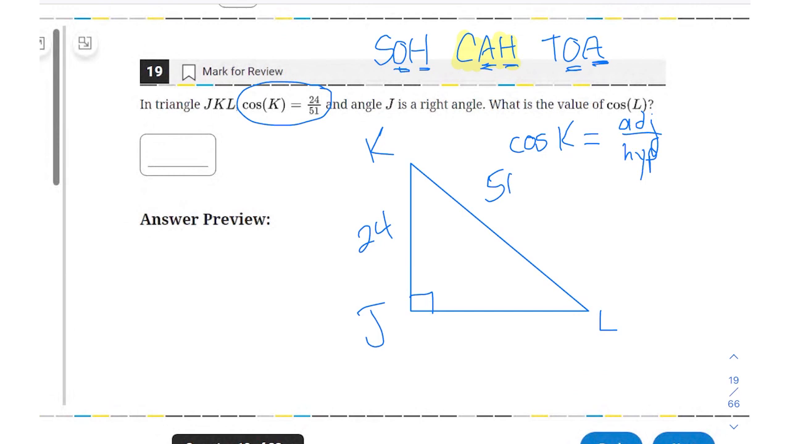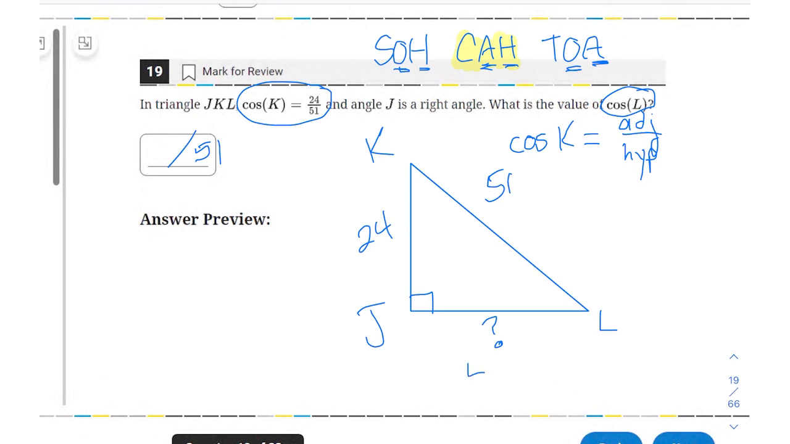And now we have to try to figure out the other side, because cosine L is what they're asking for, which means for the cosine of L, we need to find this adjacent side over here. We know it's going to be over 51, because it's over the hypotenuse, just like the other one was. But we have to see if we could somehow find what that other side is going to be. Now, we could use the Pythagorean theorem and a calculator for that. And if you do, you'll get some pretty big numbers. But again, with a calculator, it's not going to be so bad.